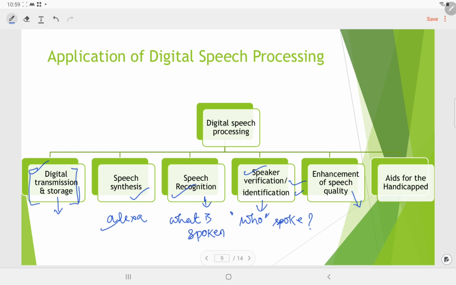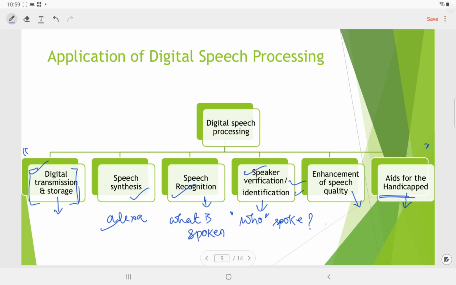Then apart from that, you will find many algorithms which are used to enhance the speech quality, and you will also find the application in developing different aids for visually challenged people or mentally challenged people. So, you will find the application there also. And this is just a few applications. You will find numerous applications in the day to day world.